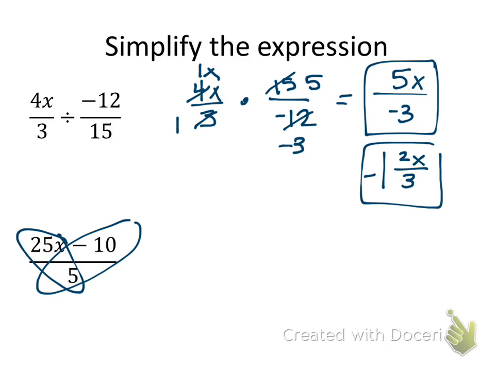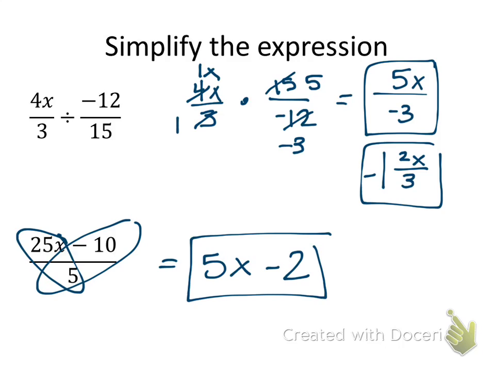What is 25x divided by 5? What's negative 10 divided by 5? Negative 2. Can I combine 5x minus 2? They're not like terms, so this is my final answer. Okay.